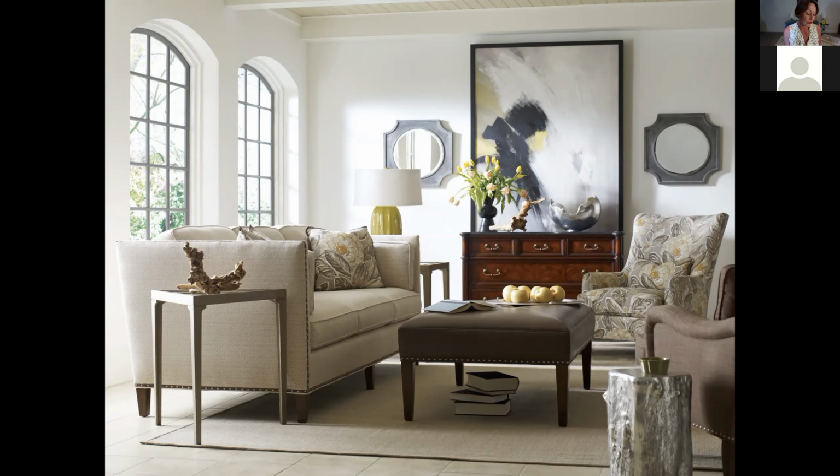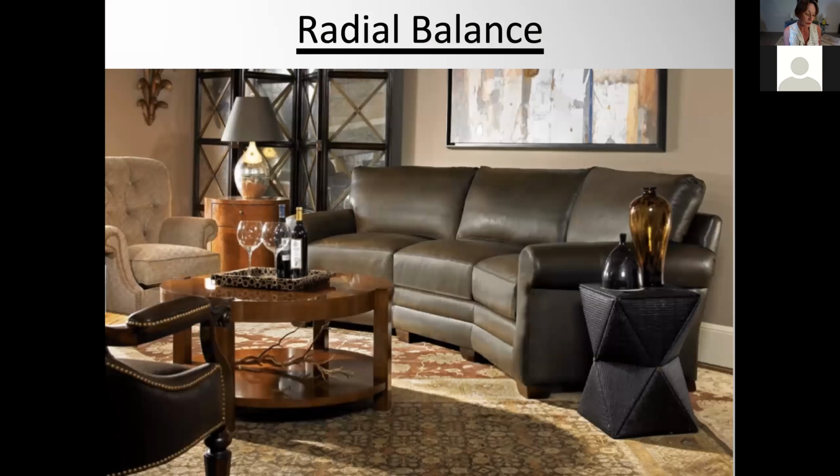Radial balance is the third type of balance that we designers use in a room. It's created when a central focal point showcases elements radiating from it or around it. In this room design, we see a gorgeous leather curved sofa and accent chairs surrounding the stunning cocktail table. Beautiful.